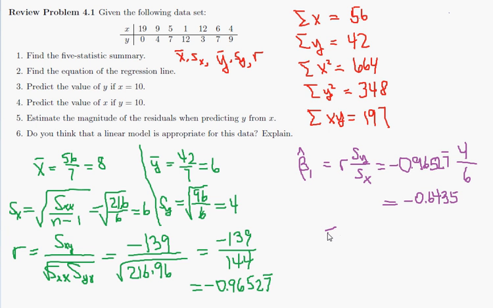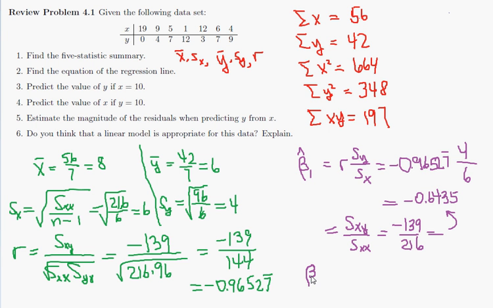Alternatively, this can be determined by s sub xy divided by s sub xx. S sub xy was worked out to be negative 139 earlier. And s sub xx was worked out to be 216. And so if I just simply take 139 divided by 216, I get the same thing, negative 0.64435. So two alternate ways of getting that.